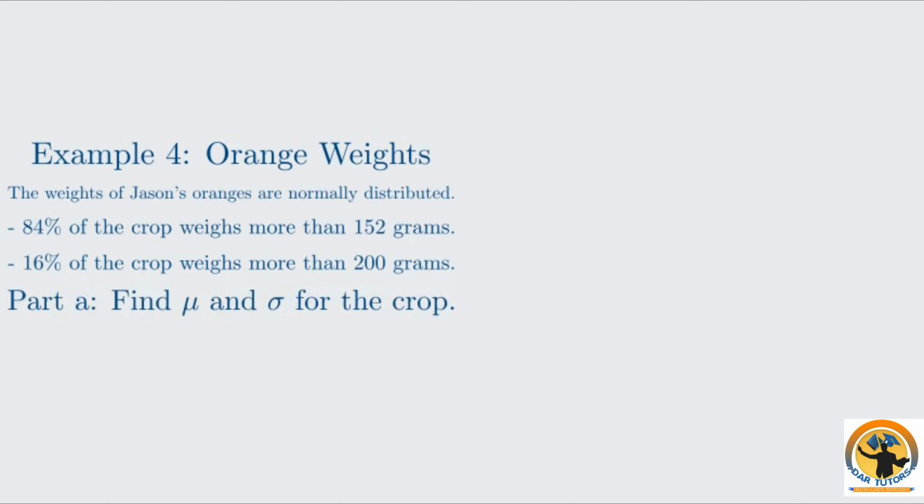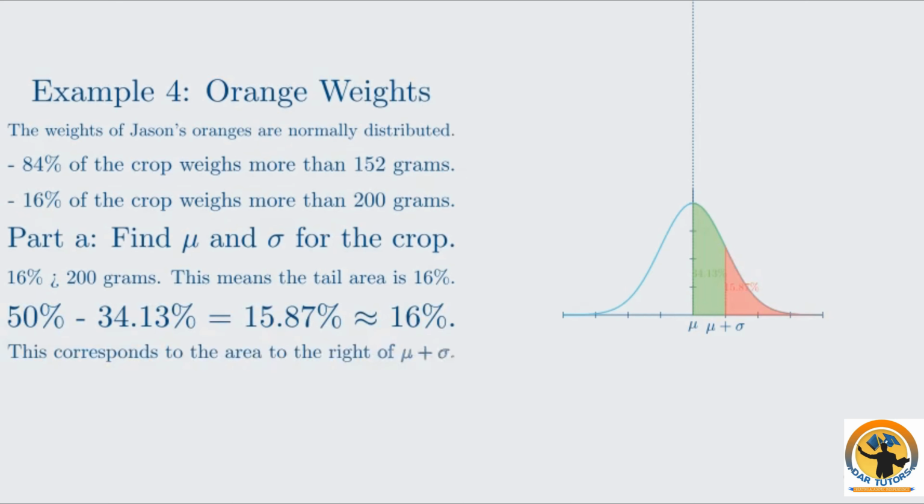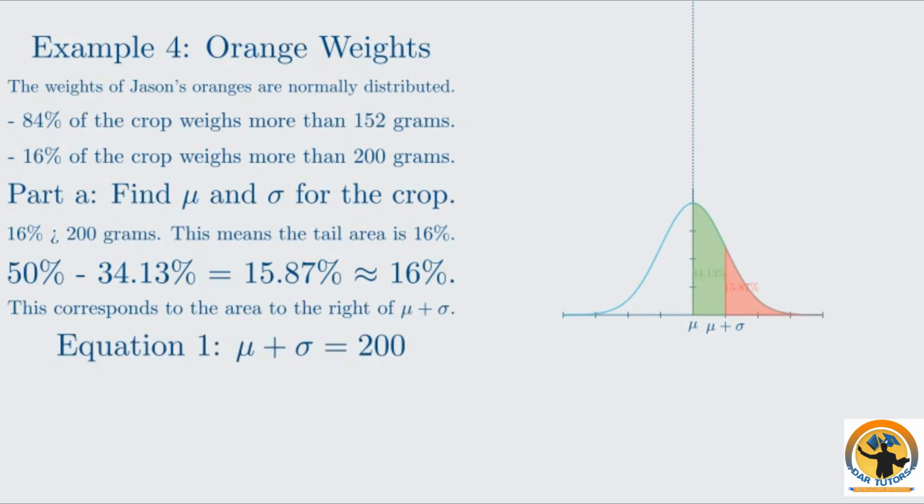Let's start with the second piece of information. 16% of the oranges weigh more than 200 grams. This means the tail area is 16%. Here's our diagram. The area in the right tail beyond mu plus sigma is 2.15% plus 0.13%, which is about 2.28%. The area between mu and mu plus sigma is 34.13%. The total area to the right of the mean is 50%. Now, where does 16% fall? Well, 50% minus 34.13% is 15.87%, which is approximately 16%. This tells us that the value 200 must correspond to mu plus sigma. So we have our first equation: mu plus sigma equals 200.